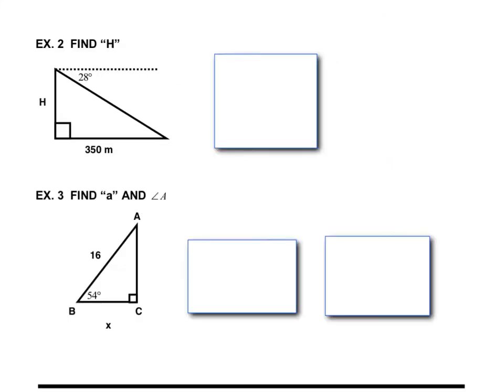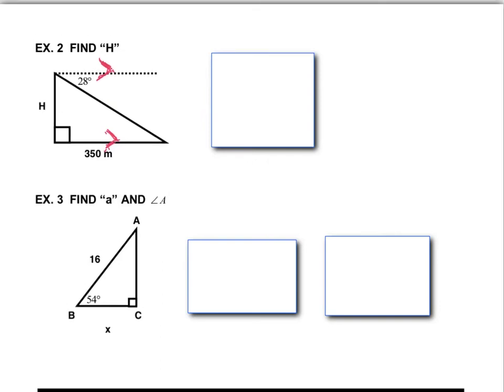So if we look at example 2, it says find H. They gave me this angle right here, which would be the equivalent of the angle of depression. The problem with this one is we don't know an angle inside the triangle. So we need to go and find an angle that's inside the triangle. If I'm looking straight out, then this would be parallel to this. And if that was the case, then this angle right here would have to add up to 90 degrees because it would be the same as this one.